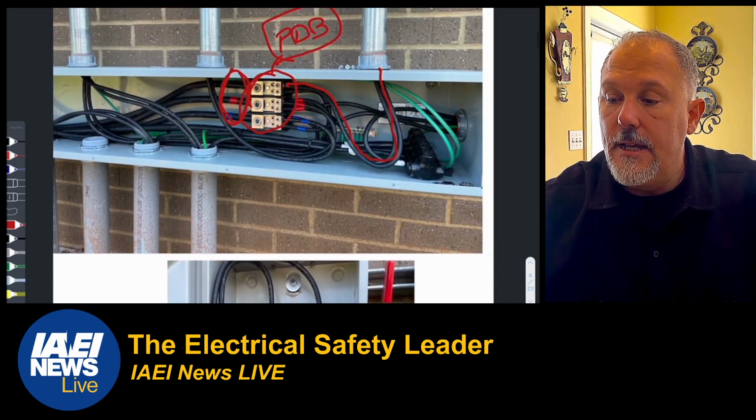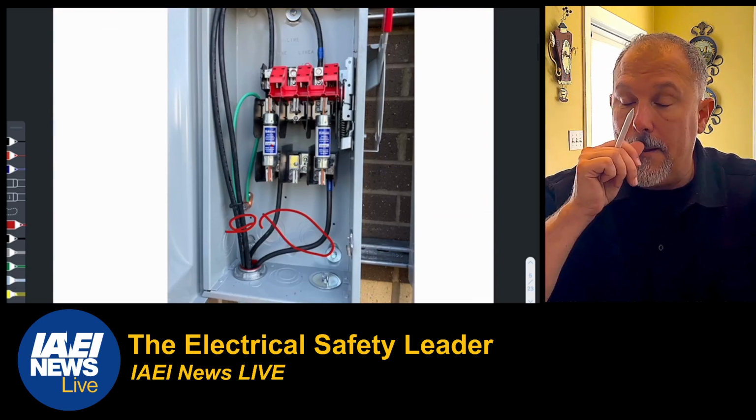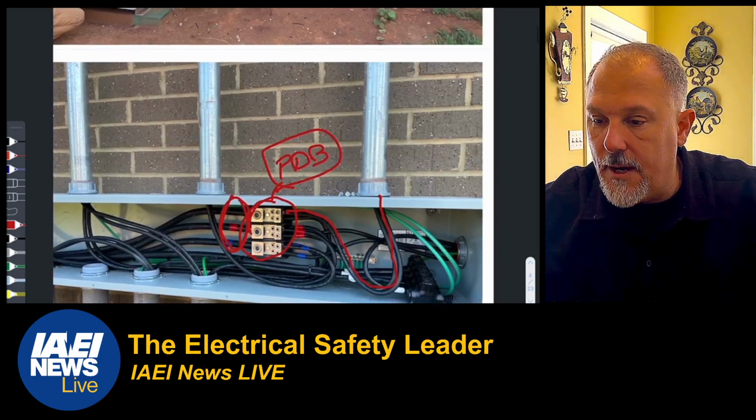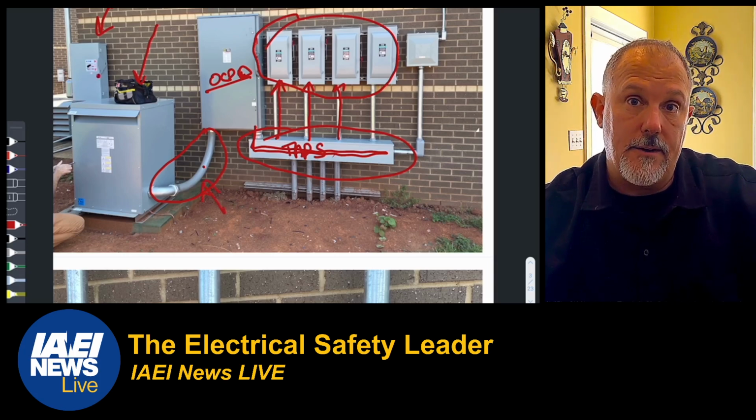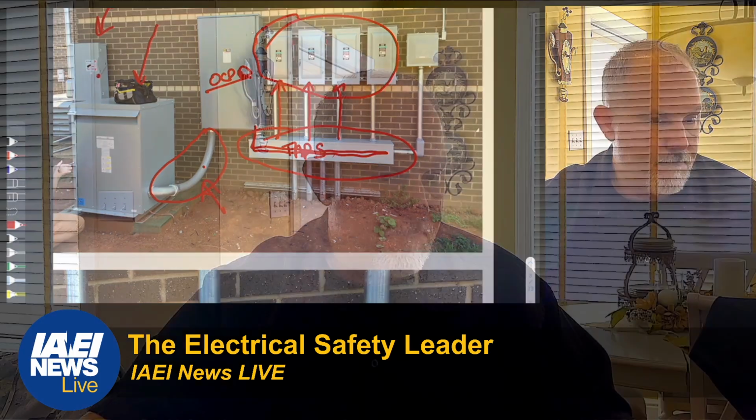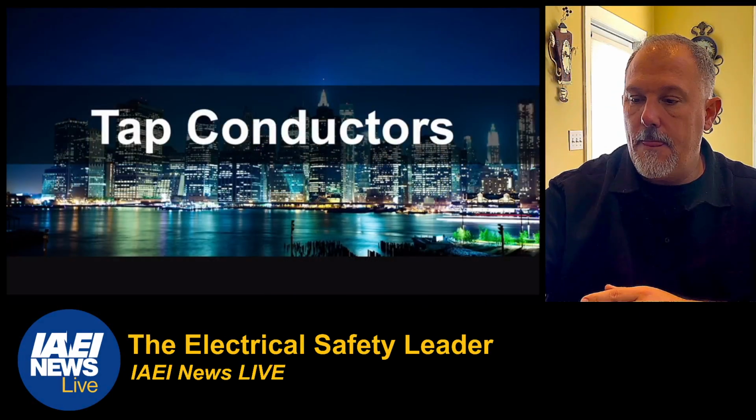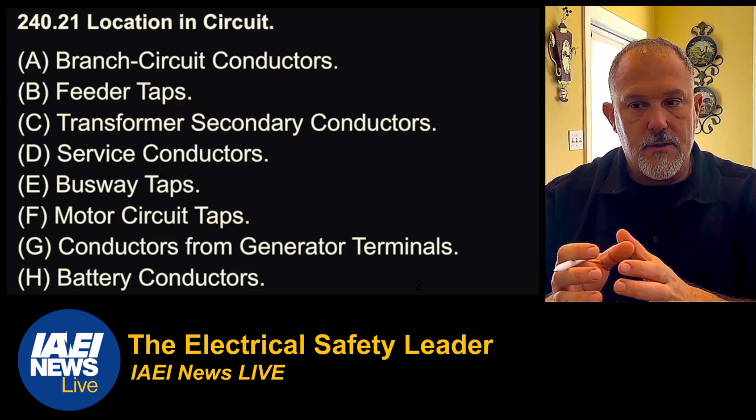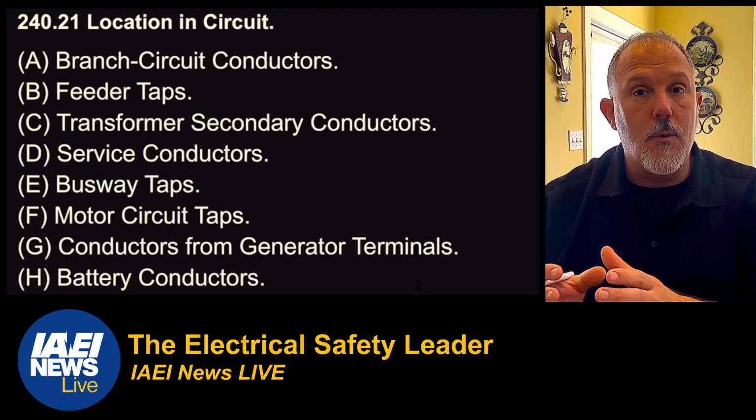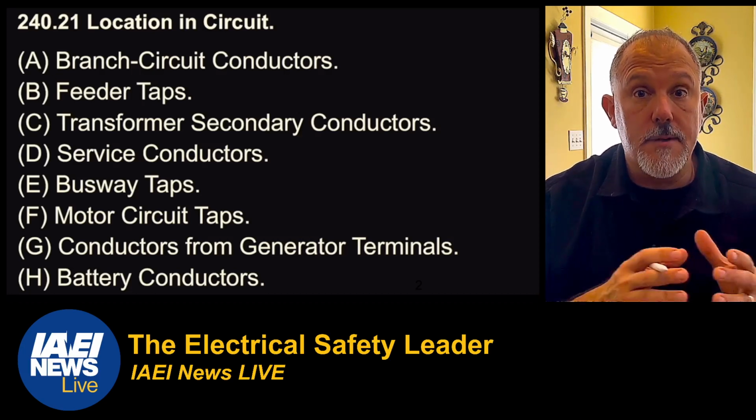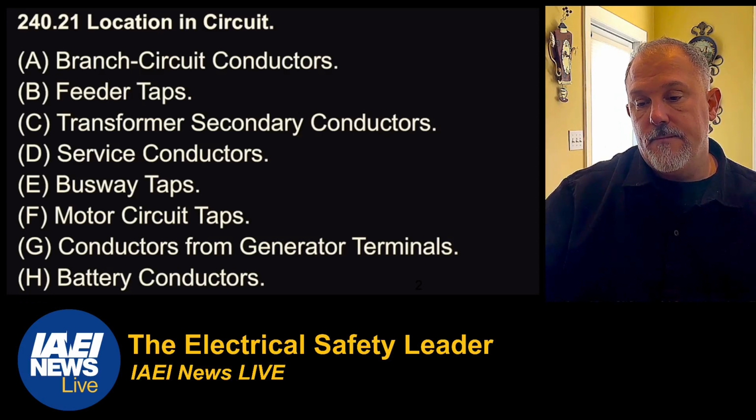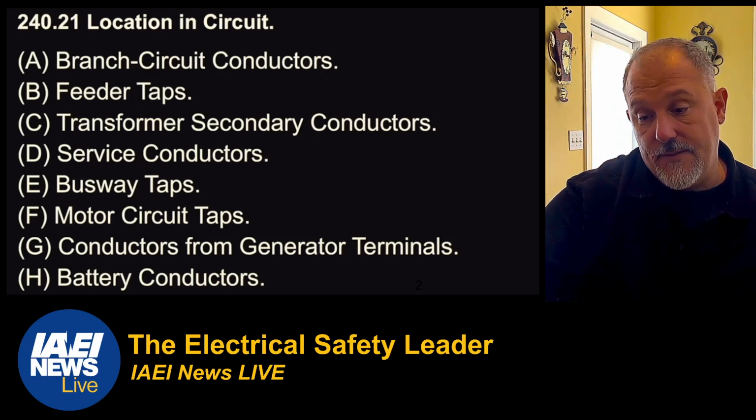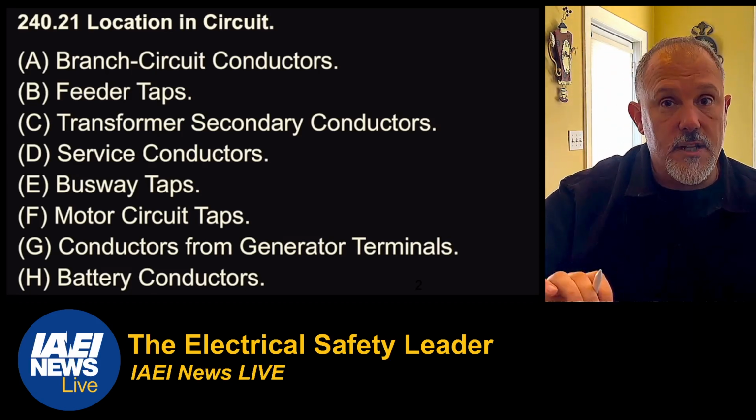And what we're going to talk about are the rules around those tap conductors. We'll also talk about the rules around that transformer secondary conductor. All right, so the first thing that I want to do is, all right, tap conductors, right? 240.21 in the National Electrical Code talks about, remember, 240 is overcurrent protection. 240.21 tells you the location in the circuit for overcurrent protection. It's separated into 8, I guess, 1, 2, 3, 4, 5, 6, 7, 8. Yeah, H is 8. 8 different first level subdivisions.